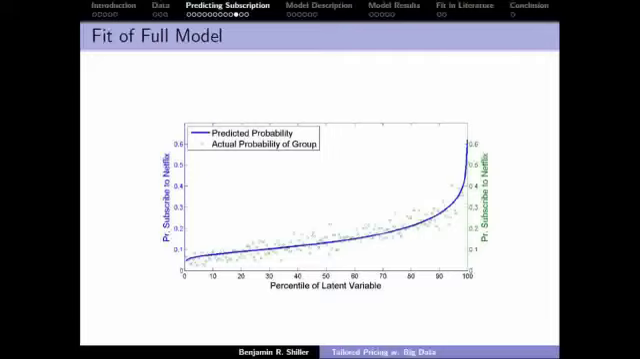I had 60,000 individuals. I estimate the model on 30,000 of them, and then this is done on the other 30,000.